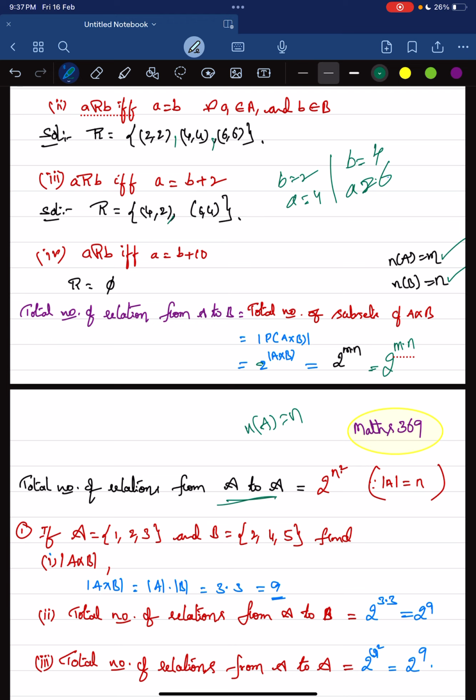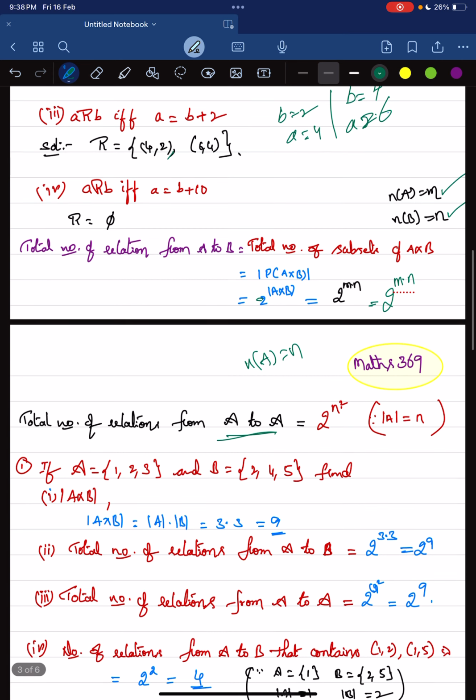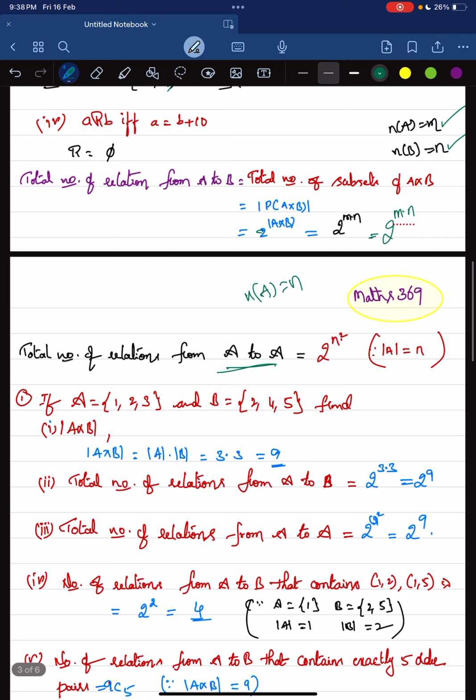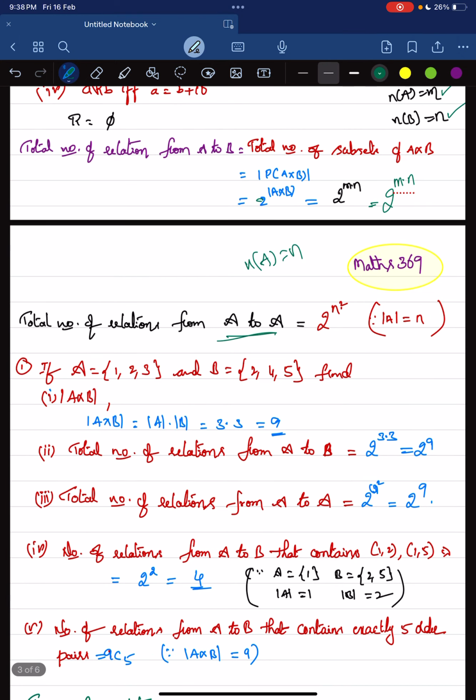Another example: if A equals 1, 2, 3 and B equals 2, 4, 5, then find the cardinality of A cross B. That is the number of elements in A into the number of elements in B, which equals 9. The total number of relations from A to B is 2 power 9. The total number of relations from A to A is also 2 power 3 square, that is 2 power 9.